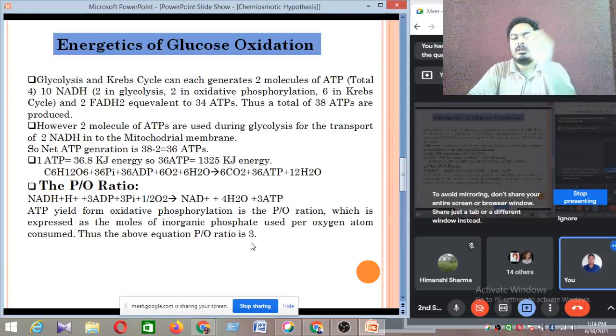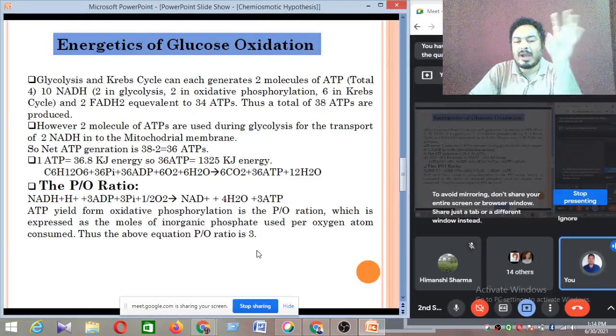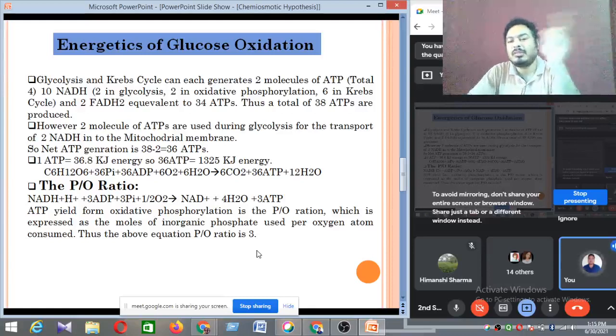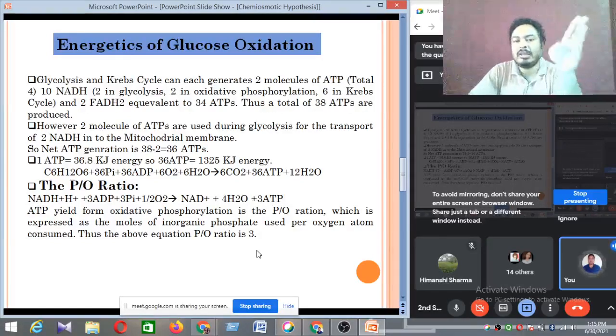Okay. So the P by O ratio for the production of ATP molecules is 3, because one NADH molecule can produce 3 ATP molecules. So one NADH molecule can bind with 3 inorganic phosphates and 1 oxygen to produce the 3 ATP molecules. That's why the ratio of P by O equals 3. P equals 3, O equals 1. So 3 by 1 equals 3. So as a whole, this is the ratio of P by O.